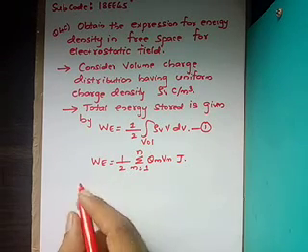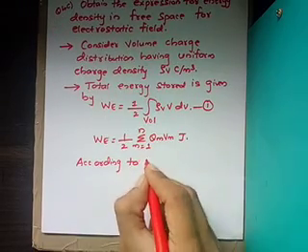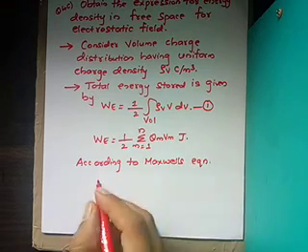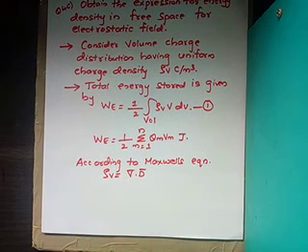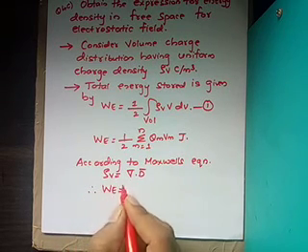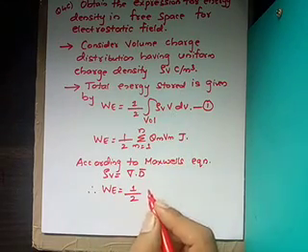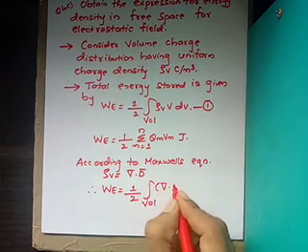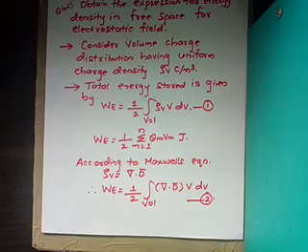So according to Maxwell's equation, we have rho v is equal to del dot d bar. This is according to the Maxwell's first equation. Therefore WE will be equal to 1/2. So substitute this rho v is equal to del dot d bar in equation 1. So WE will become equal to 1/2 volume integral del dot d bar v dV. Take it as equation 2, right?